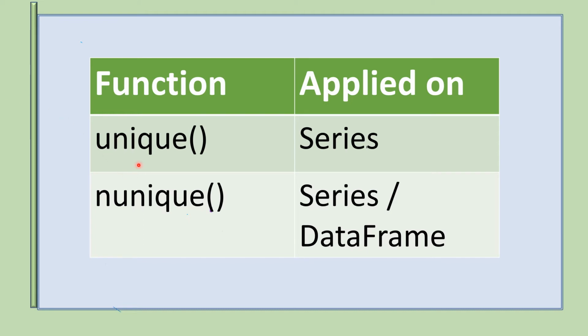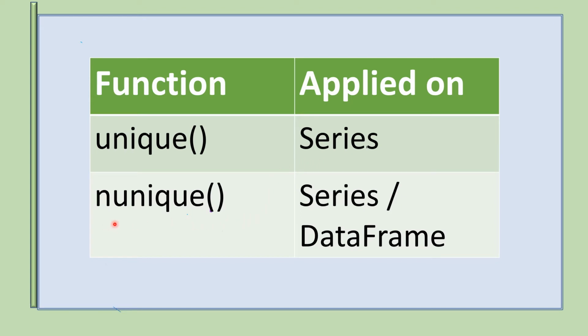Firstly, the unique function. Whenever we want to get a distinctive value within a particular column, we tend to use the unique function. It's a series function. By series we mean it can just be used on a single column. If we try to use it on more than one column, we will get an error.